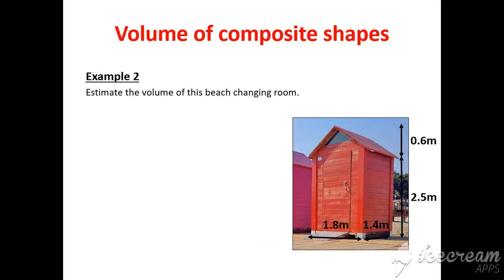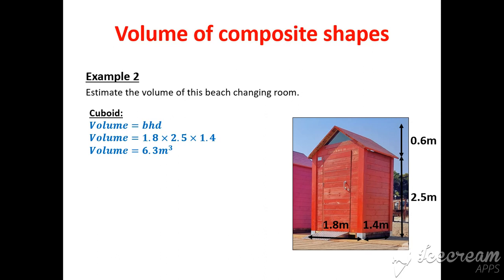Awesome, let's push on to example 2. Estimate the volume of this beach changing room. So we've got enough dimensions given to estimate the volume. So let's start with the cuboid at the bottom, which is the main box of the changing room. We know the volume is base times height times depth. So we've got a base of 1.8, a height of 2.5, and a depth of 1.4. We then multiply those to get a volume of 6.3 meters cubed.